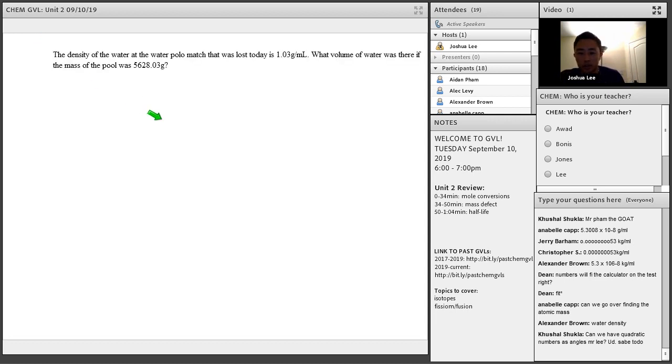Can we have quadratic numbers as angles, Mr. Lee? Quadratic numbers as angles. Angles could be any numbers. What do you mean quadratic numbers?